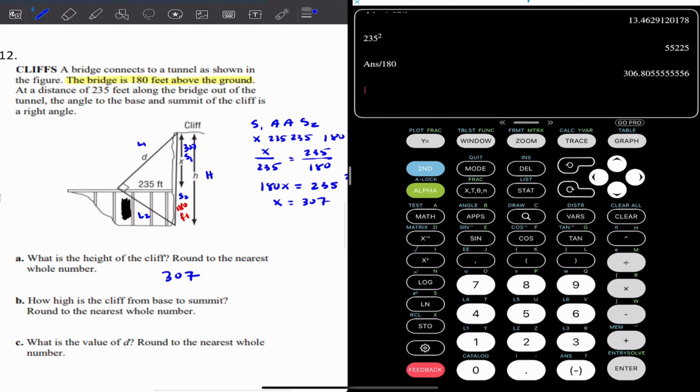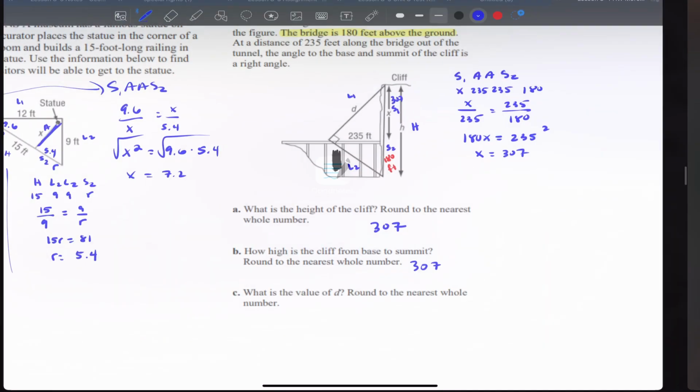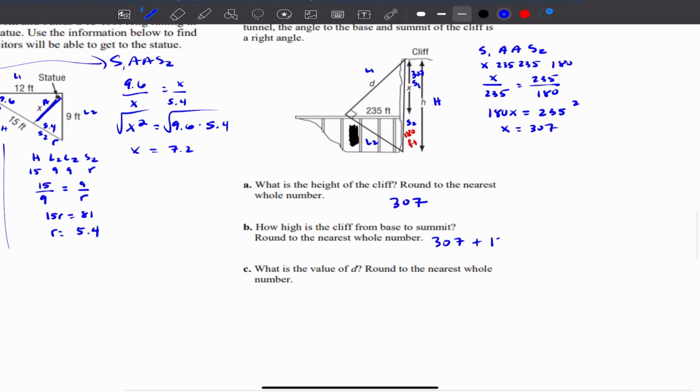Now, it says how high is the cliff from the base to the summit. So this here is what I'm looking for. It's essentially just 307 plus, so it's part plus part equals whole. That's 307 plus 180. So that is 487 feet.